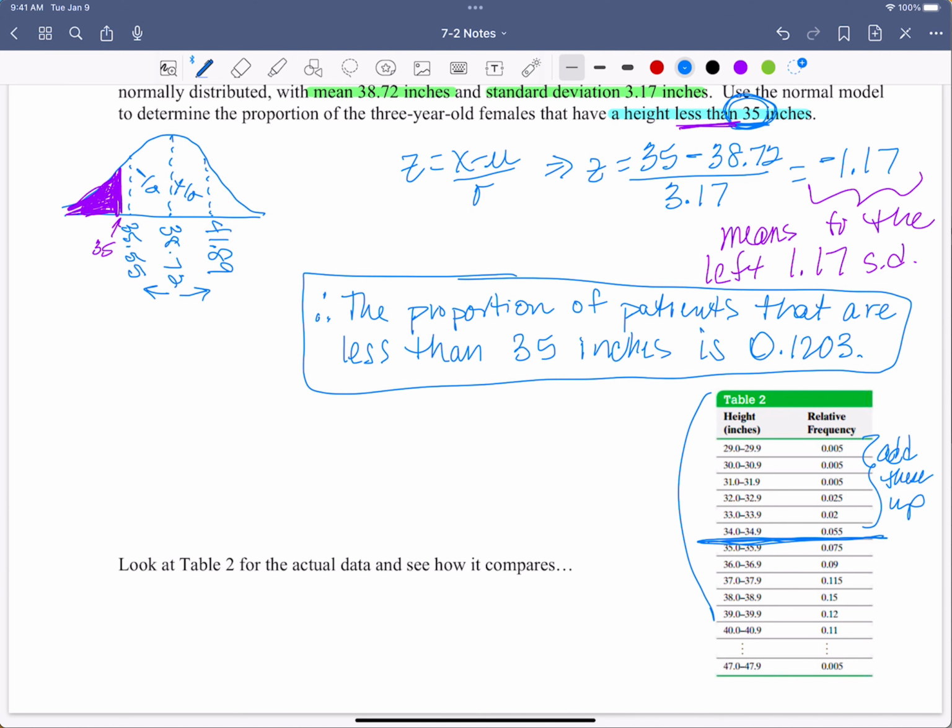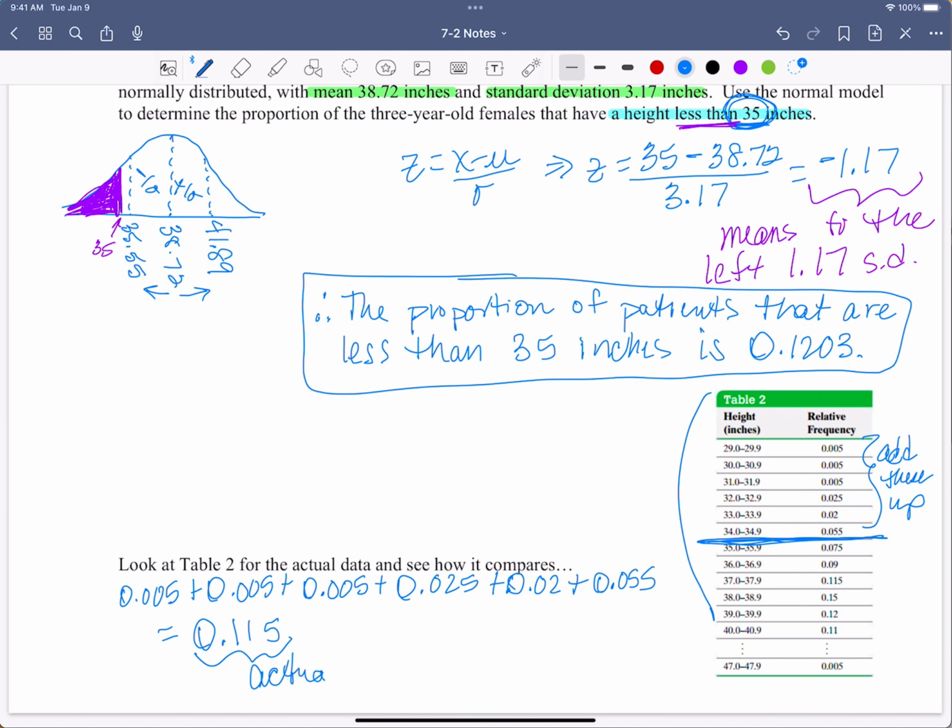So my actual data is 0.005 plus 0.005 plus 0.005 plus 0.025 plus 0.02 plus, what's the last one? 0.055. Okay, plug all those into your handy dandy calculator, and what do you get? I get 0.115. This is my actual data.